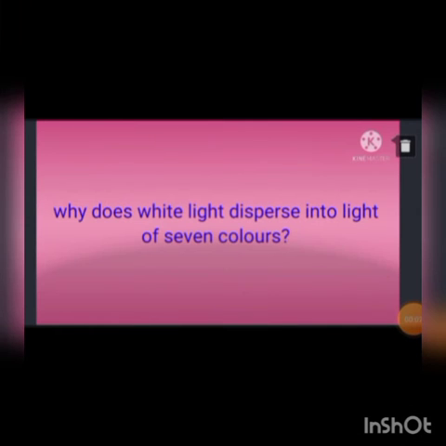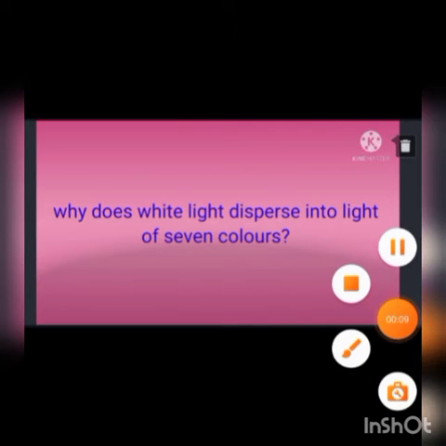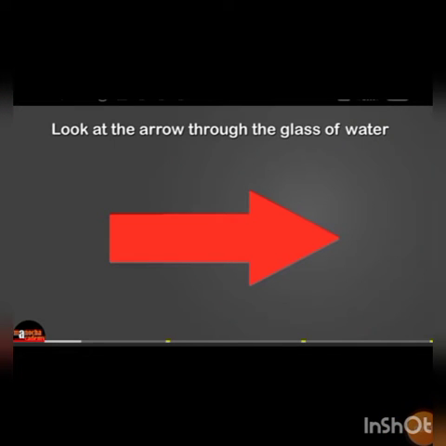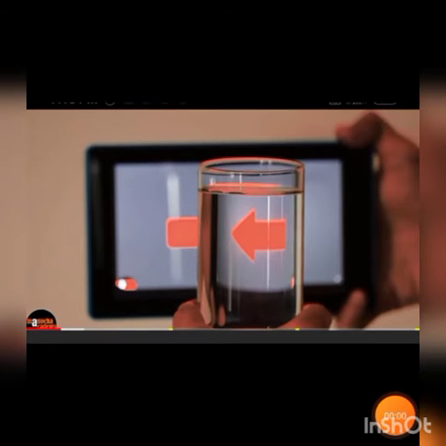Next, we will see why white light splits into light of 7 colors. Light travels in a straight line. A ray of white light that falls on a glass prism does not continue to move along the original path after it enters the prism. The path of the ray bends. This is known as refraction.